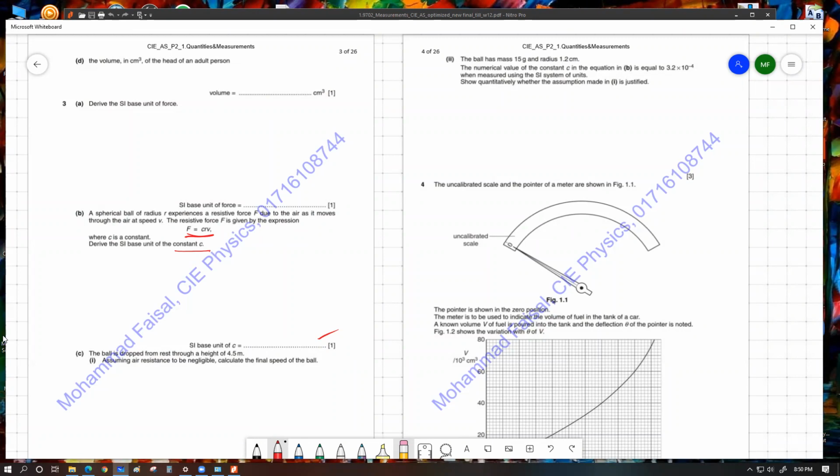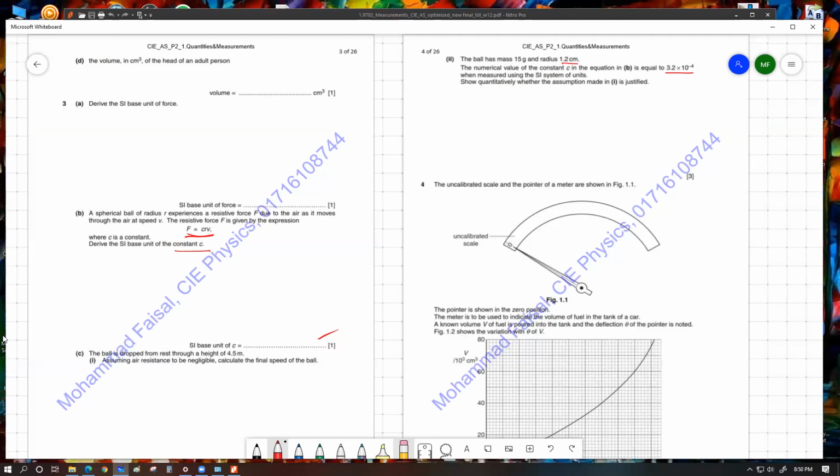নাম্বার 2 তে হচ্ছে ইন্টারেস্টিং কোশ্চেন। নাম্বার 2 তে বলছে the ball has mass 15 gram and has a radius of 1.2 centimeter. The numerical value of the constant c in the equation b is equal to this much. So ওরা অলরেডি আমাদেরকে c এর ইকুয়েশনের ভ্যালুটা দিয়ে দিছে when measured using the SI system of units. Good.